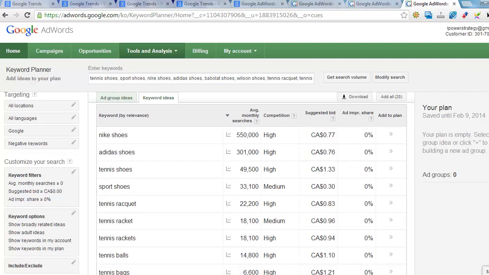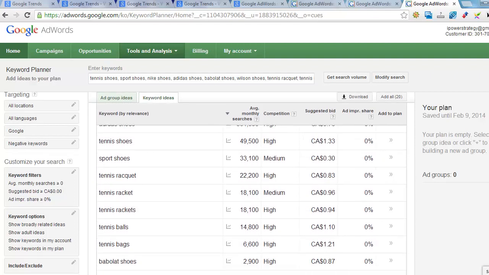And the next interesting piece of information is this one. Do people type in tennis shoes or sports shoes? Turns out that they actually do both, but tennis shoes are much more popular. Most interestingly, you don't have to pay as much for sports shoes. You would only pay 30 cents per click, as opposed to more than four times higher. For tennis shoes, you would have to pay 1.33. So that's quite a difference.